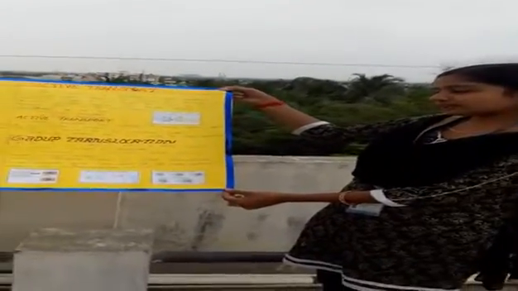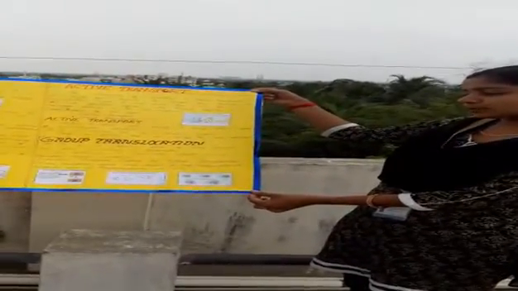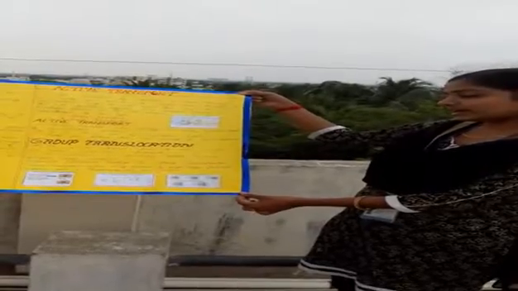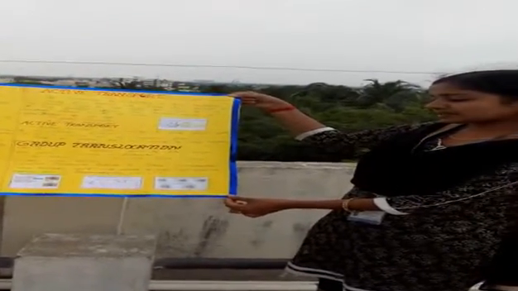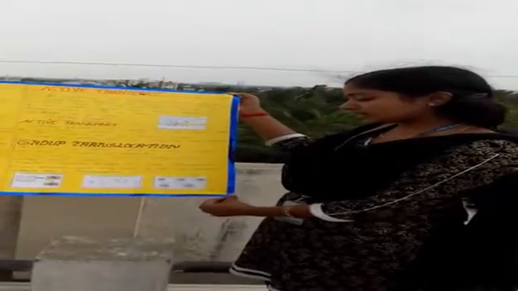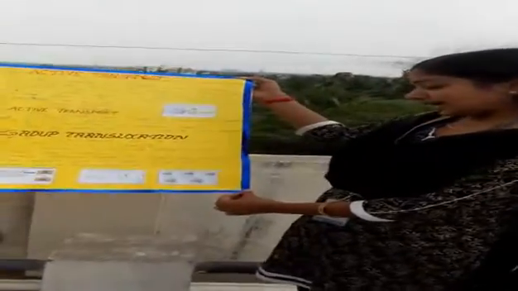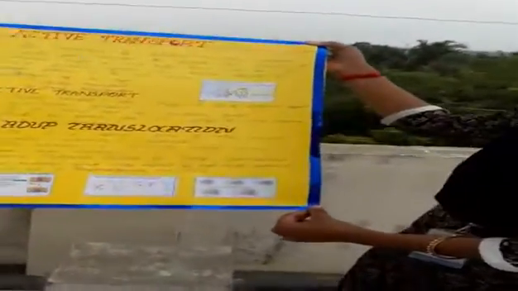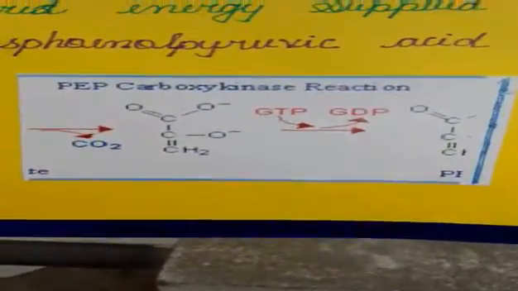Group translocation. It is a special form of active transport that occurs exclusively in prokaryotes. The substance is chemically altered during transport across the membrane. Important mechanism involved in group translocation: group translocation requires energy supplied by high-energy phosphate compounds such as phosphoenolpyruvic acid (PEP). The process is as follows.